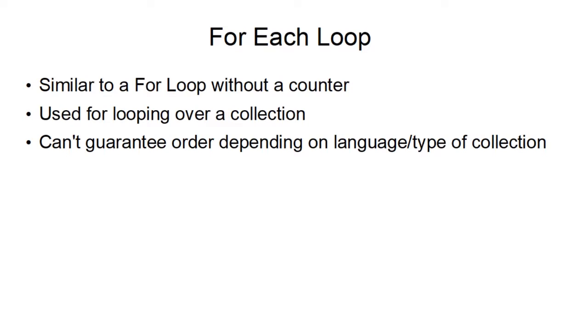Next we have for each loops, pretty similar to for loops, just they don't have that counter. Almost always used for looping over a collection. And one main thing is you can't guarantee order. This is going to depend based on what language and what data type you're looping over. So just assume it's not sorted or ordered unless you know otherwise.